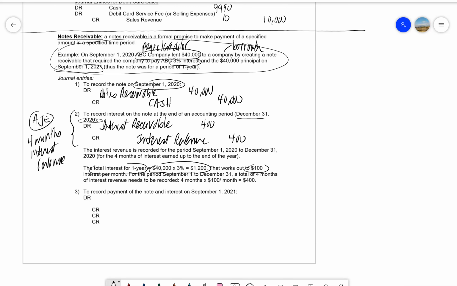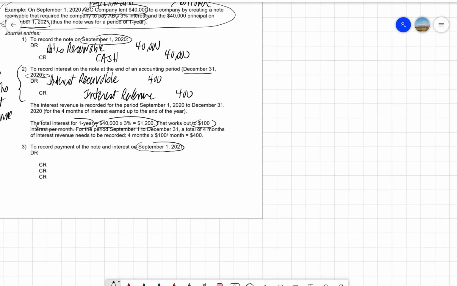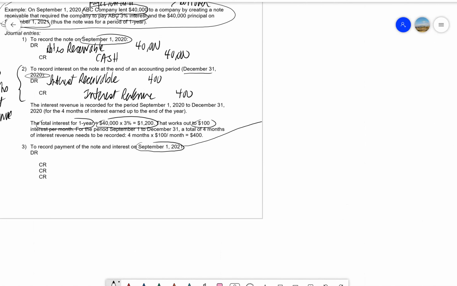Now, when we get to September 1st, 2021, we have to think about what that journal entry is going to be. On September 1st, 2021, we're going to get back the $40,000 plus the $1,200 interest. So the amount of cash we're going to get is $41,200. So we know that the cash we're going to get, debit cash, is going to be $41,200. Now we've got to figure out, what do the credits go to?